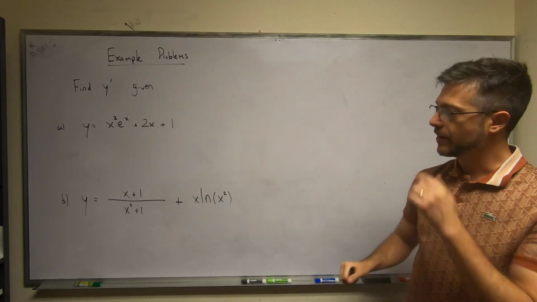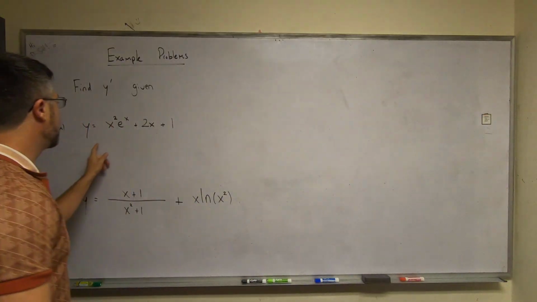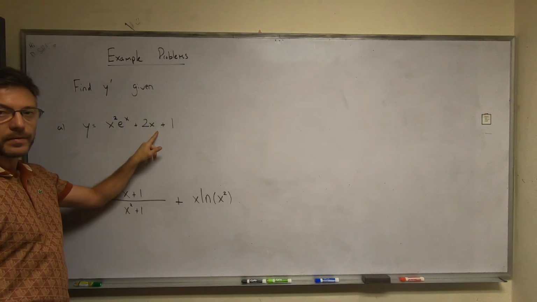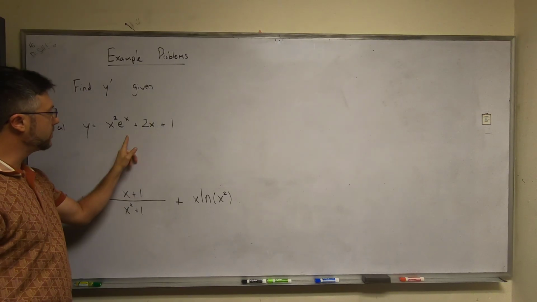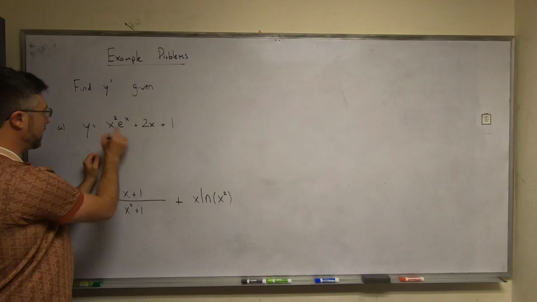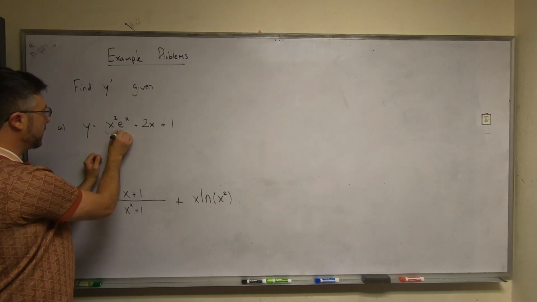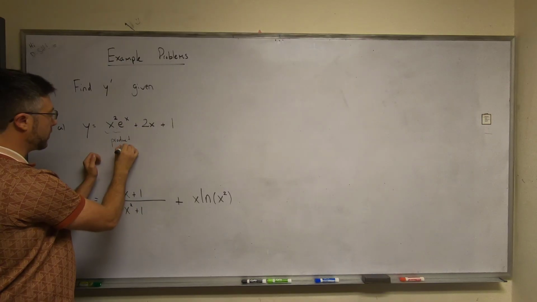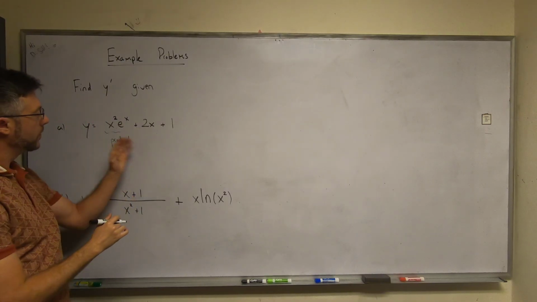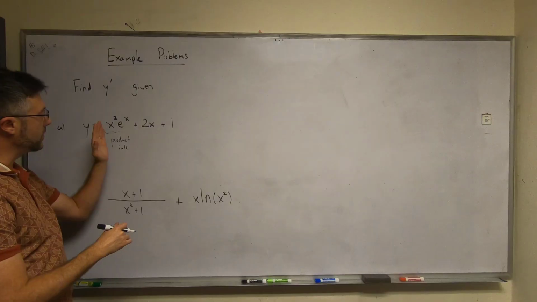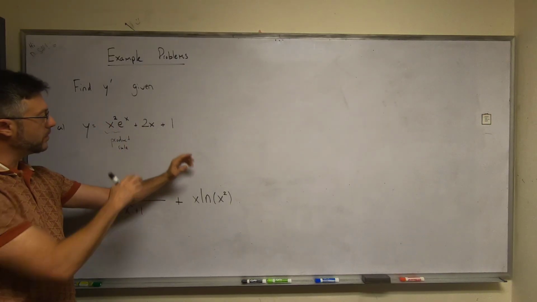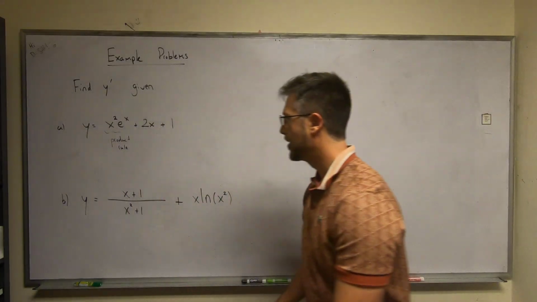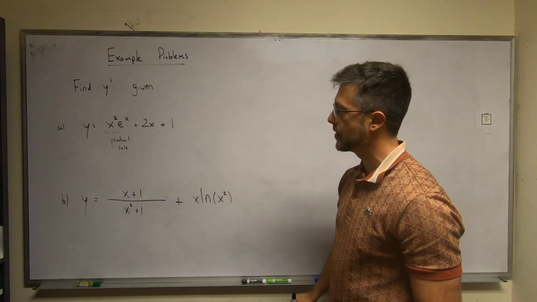Find y prime given part A. y is x squared times e to the x plus 2x plus 1. In looking at this, we notice that it's the sum of two parts. This part is going to require the product rule because we're multiplying two functions together, but because differentiation just happens term by term, I'll just take the derivatives of these two pieces separately and combine the results.